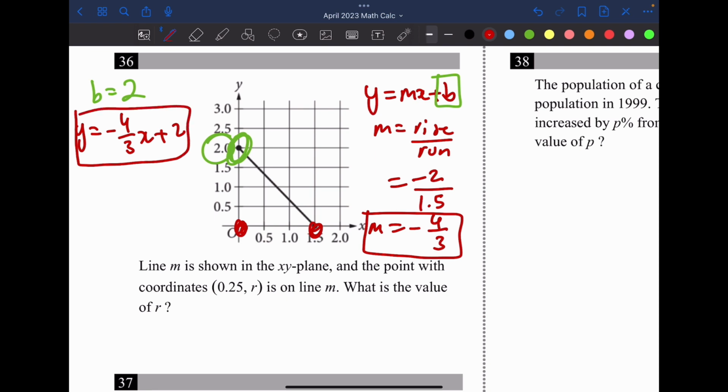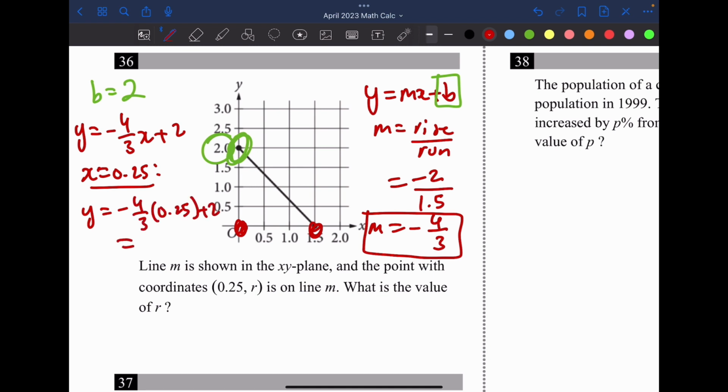Okay, after finding this, now we can plug in 0.25 into x. If x is equal to 0.25, we would get that y is equal to negative 4 over 3 times 0.25 plus 2. And I just have to put this in a calculator. So negative 4 divided by 3 times 0.25 plus 2. This would give you 5 over 3, and that is your answer for r. So the point 0.25 comma 5 over 3 is on the line. That means r is equal to 5 over 3, and we are done.